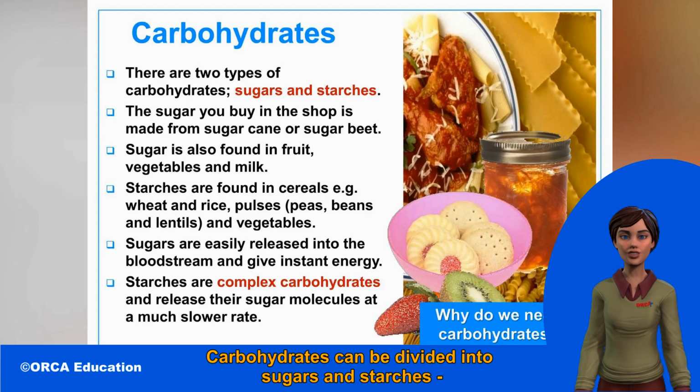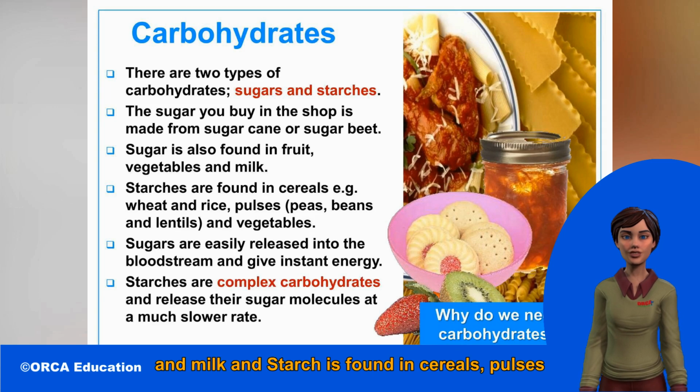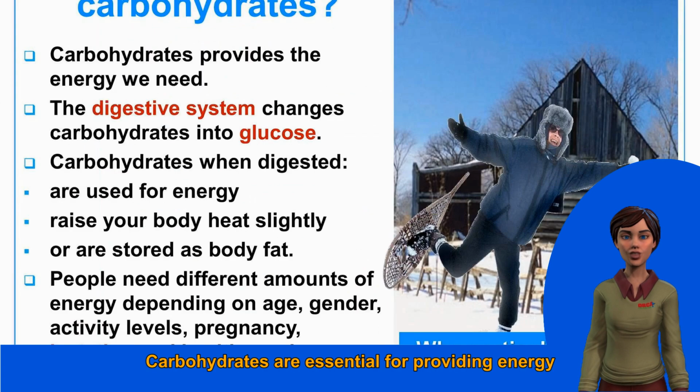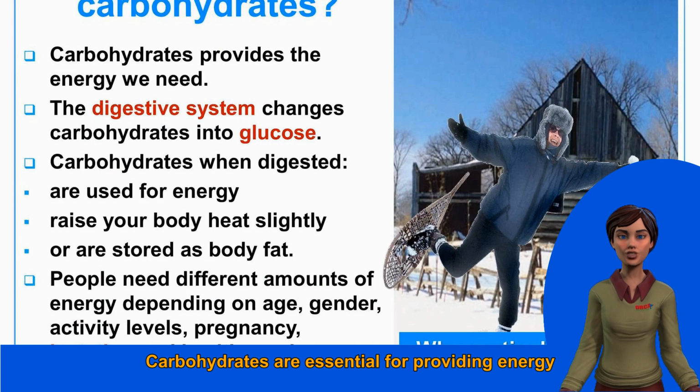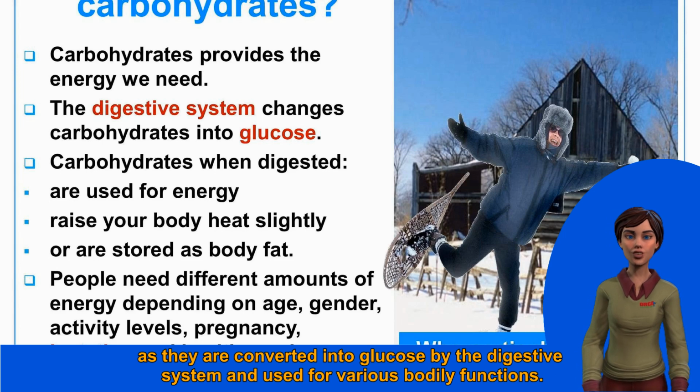Carbohydrates can be divided into sugars and starches, with sugars found in fruits, vegetables, and milk, and starches found in cereals, pulses, and vegetables. Carbohydrates are essential for providing energy, as they are converted into glucose by the digestive system and used for various bodily functions.